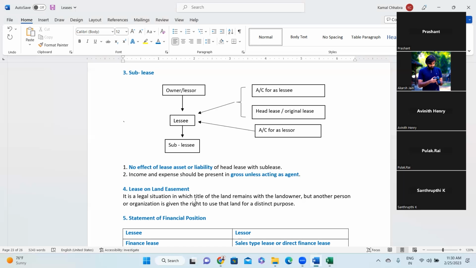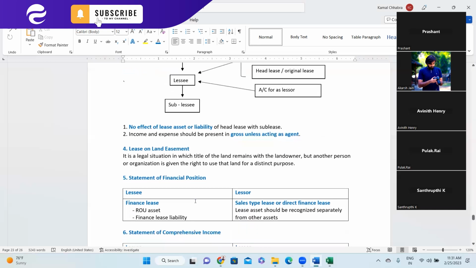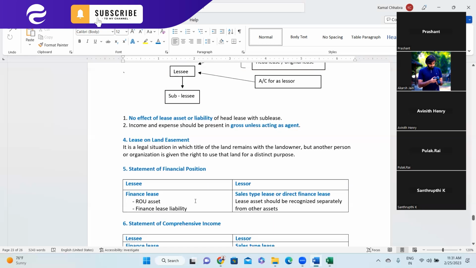Yes, sir. So in that scenario, you will have both heads, a lessee head as well as a lessor head. Lessee head for the head lease and lessor head for the subleasing arrangement. So there is no effect on the lease asset or liability of the head lease from the sublease. You need to account for both.